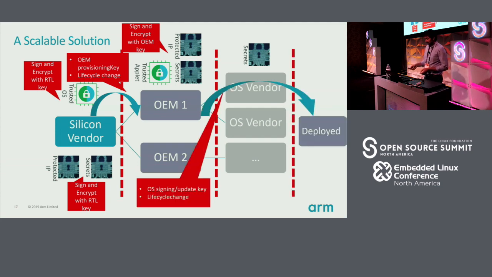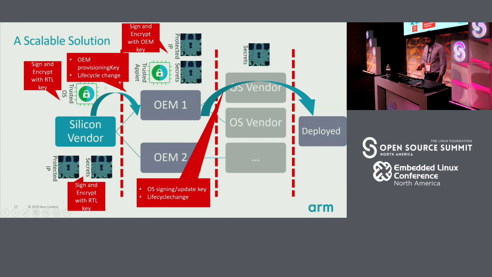Before moving to the next stage, we need to provision the rich OS signing and update key, and then change the lifecycle stage to the finally deployed state. What this means is your device is provisioned, and you can let it go in the field and do its job.